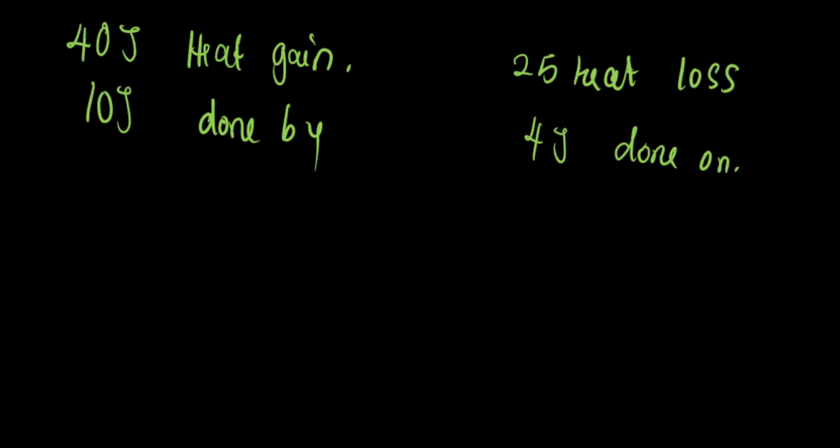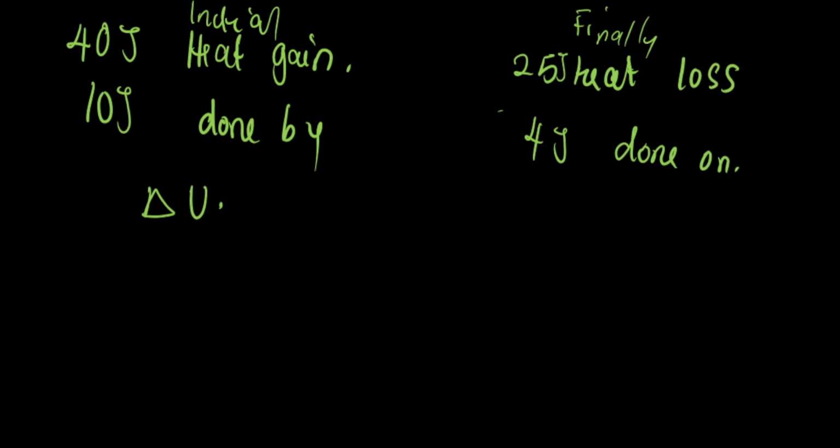The question says, what is the net change in the internal energy of the system? So we're looking at change in U. Now, this is where the sign conventions come into play. There are two ways we could answer this question. This is what happens initially: there's a heat gain and a work done by the system, and later, finally, we have a heat loss of 25 joules and work done on the system being 4 joules.